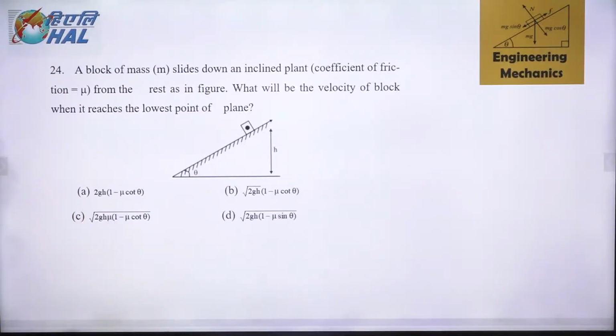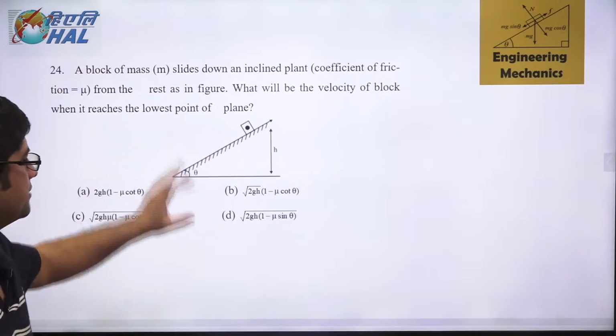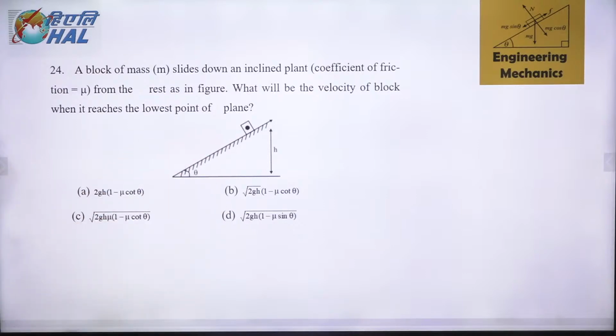Okay, find the answer for this. A block of mass m slides down an inclined plane. Coefficient of friction is given. What will be the velocity of the block when it reaches the lowest point of the plane? Tell me what is the answer to this question. What will be the velocity of the block when it reaches the bottom?